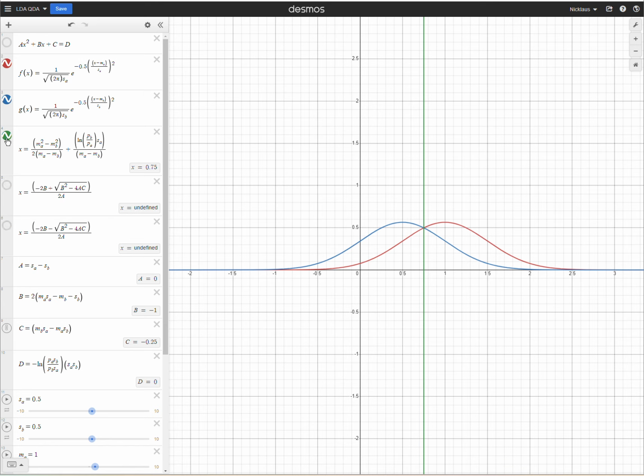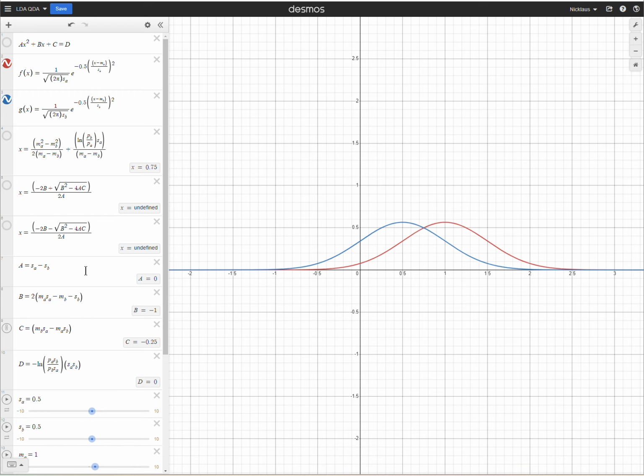In fact, let me just get rid of these things. Okay, so first I have a normal distribution here, and we'll call this Group A or Class A. And then I have another normal distribution here, and we'll call this B.